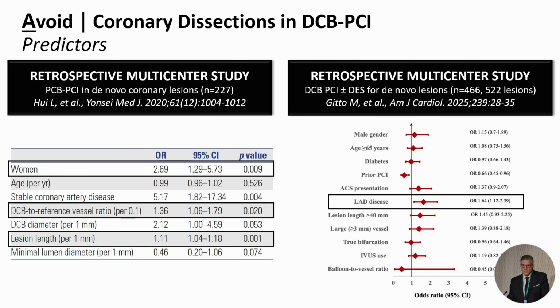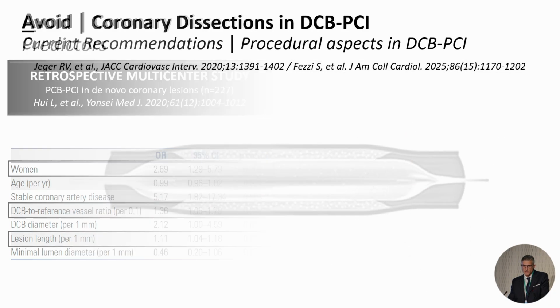So let's see what we know from observational studies. There are a lot of these retrospective observational studies trying to identify predictors of coronary artery dissection occurring during DCB PCI. Female sex, a higher DCB to reference vessel ratio, longer lesions, and LAD disease identify, among others, predictors of the occurrence of coronary artery dissections.